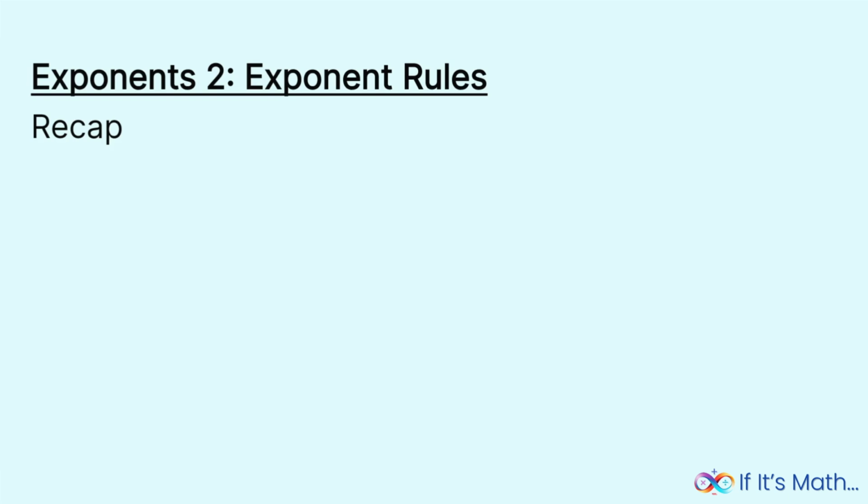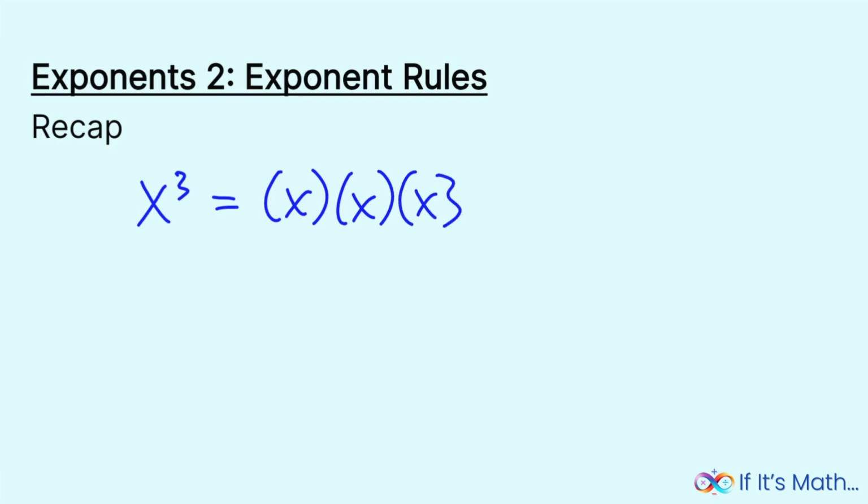So exponents, remember, are just a shorthand for how many times to multiply something by itself. If you have x to the third, remember that that just represents x multiplied by itself 3 times. So x to the third is x times x times x.